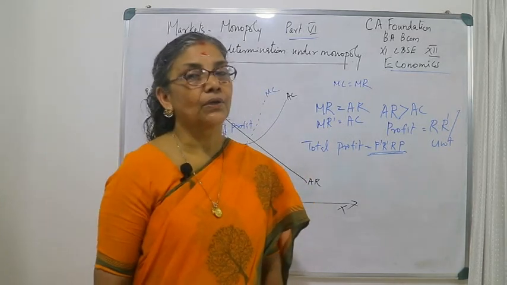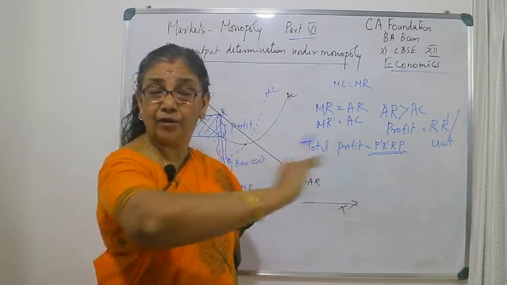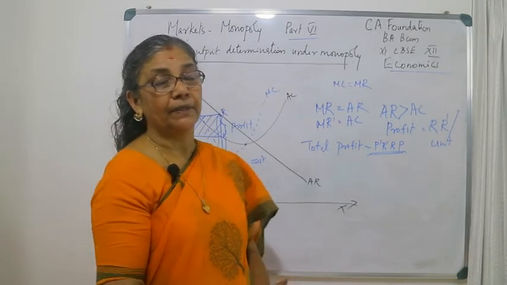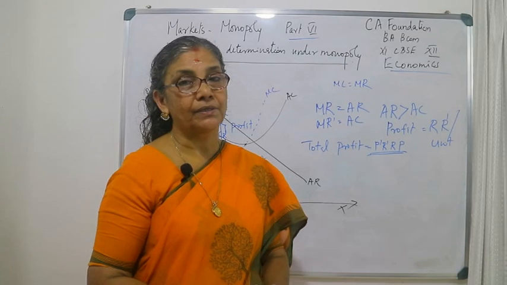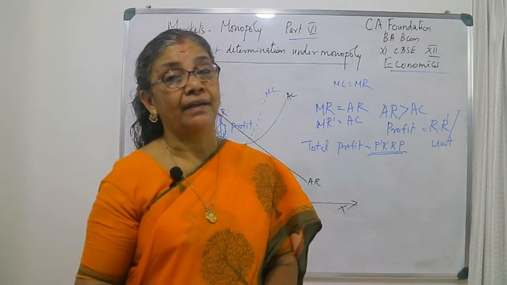Understood, children, how to draw that? One thing to note: under monopolistic competition the AR curve will be a little flatter, but under monopoly it is much steeper. That is how you have to draw it. I hope you understood. So this is the price output determination under monopoly.